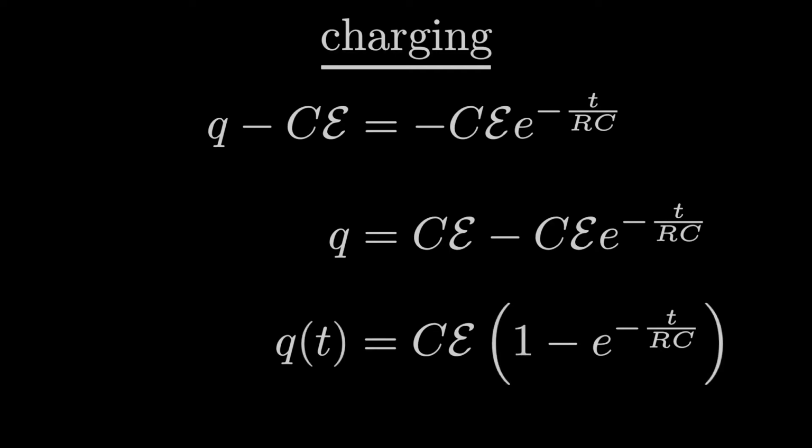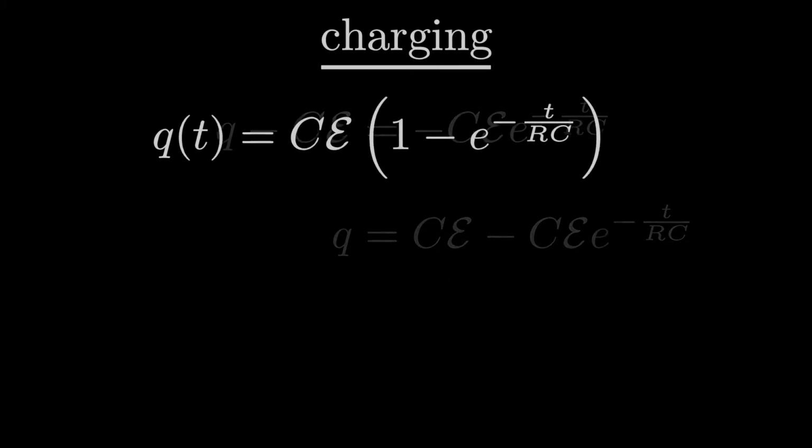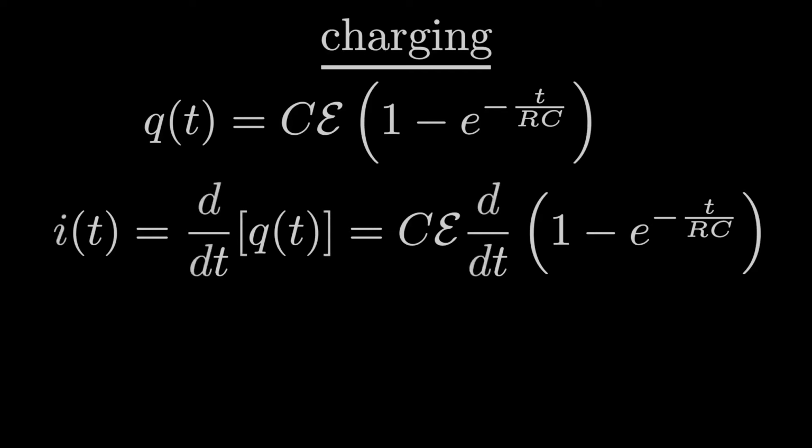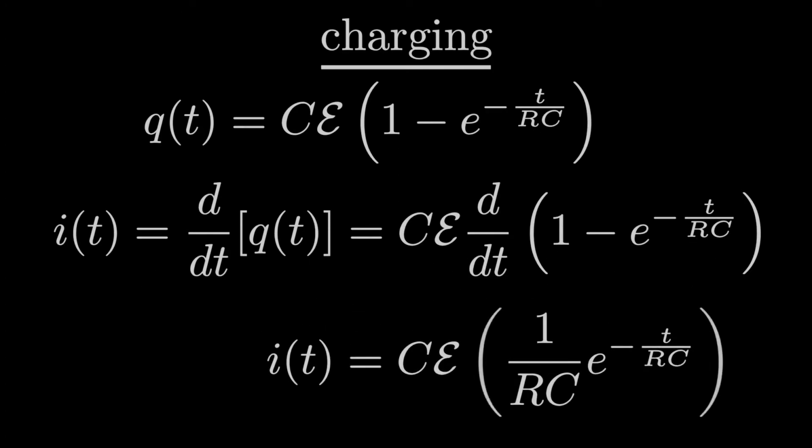We figured out the charge q on the capacitor as a function of time using only a single application of the loop rule on the RC circuit. To figure out the current through the circuit, because I is equal to dq/dt, all we have to do is take the derivative of the charge with respect to time. We can pull the constant CE out and just take the derivative of what's left in parentheses. The derivative of 1 is just 0, and the negative e to the negative t over RC becomes positive 1 over RC times e to the negative t over RC. You just use the chain rule here.